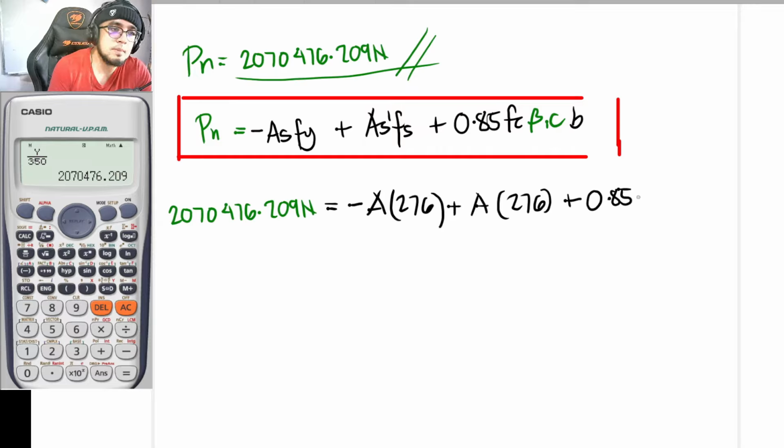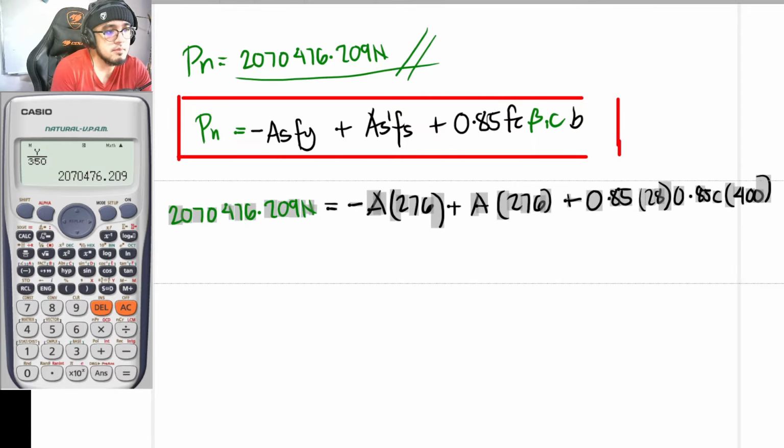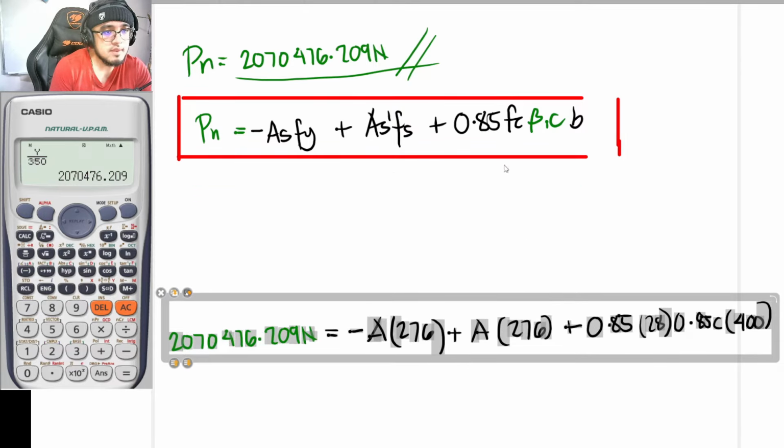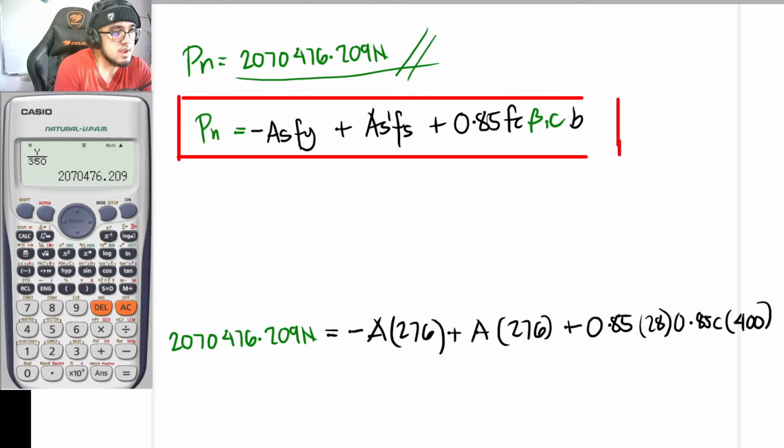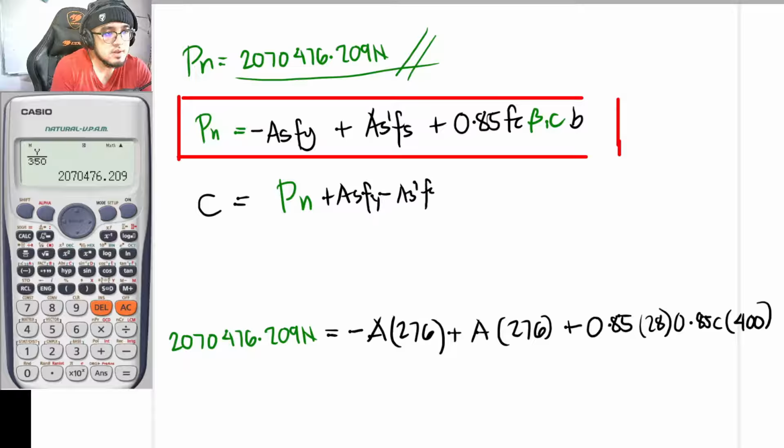So our Fc prime is now equal to 28, times beta 1, that is 0.85, times C times B of 400. So with that, guys, solving for C, better yet if I would just be simplifying this equation for us to solve for C. So C is now equal to, transposing everything to the other side, Pn plus ASFy minus AS prime Fs prime.